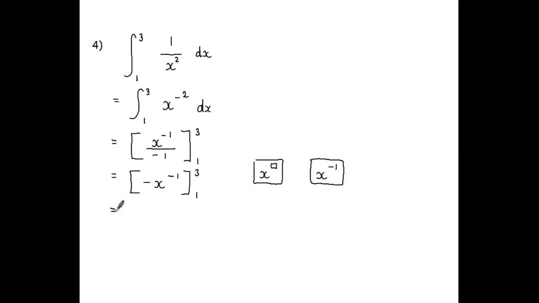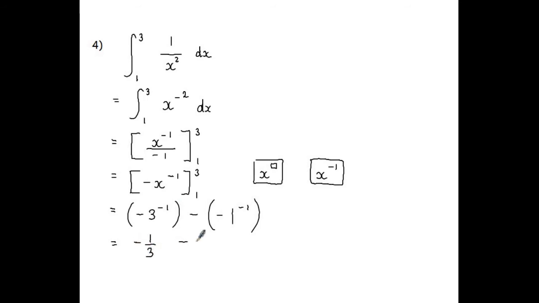So substitute and subtract now. We're going to have minus 3 to the minus 1 in one bracket, and then take away minus 1 to the minus 1 in the other bracket. I just want you to type this in exactly as it is in your calculator. So minus 3 to the minus 1 should come out as minus 1 over 3.